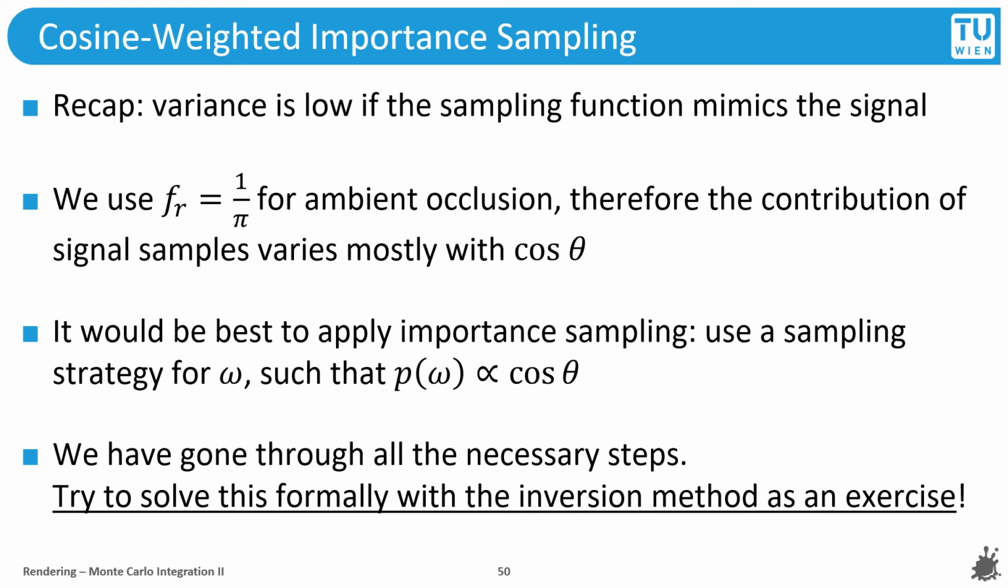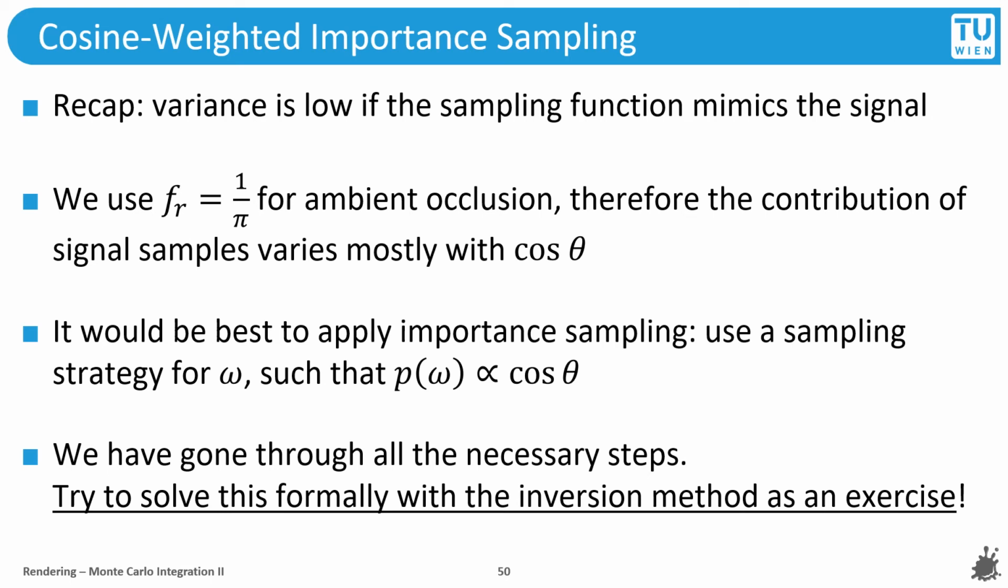Remember that importance sampling works best if the distribution function for the samples mimics the signal. If we look at the signal we are integrating, we know that the term Fr is constant, and because we have no other information in general scenes, we could assume that at any point in space, each direction has about the same probability of being blocked. So we could assume the visibility function to be sort of uniform if we consider all points in the scene.